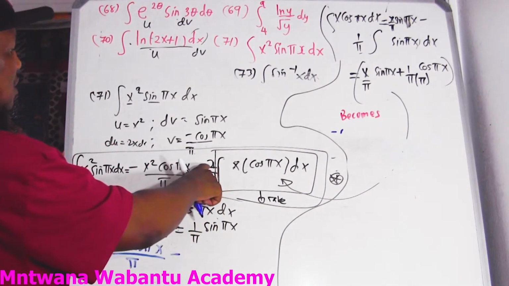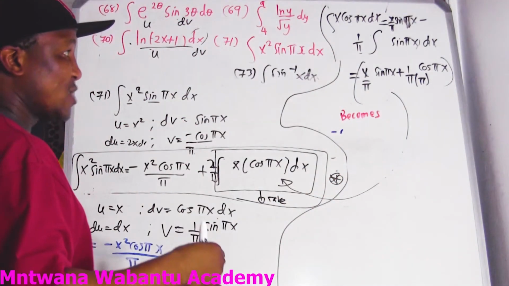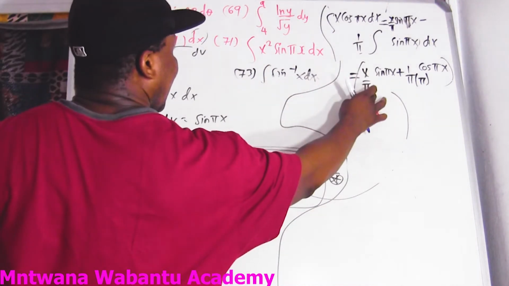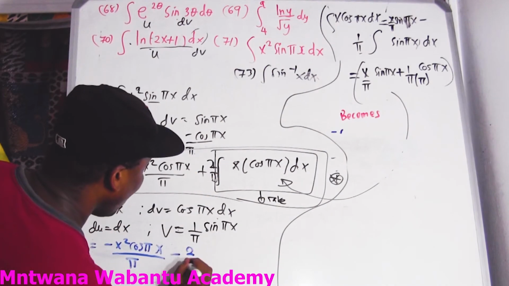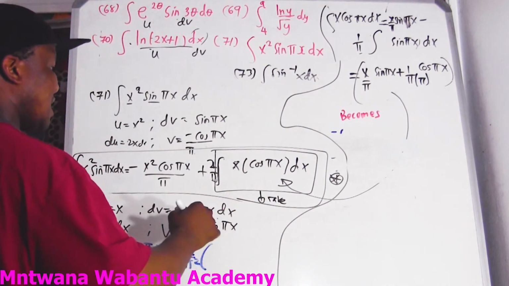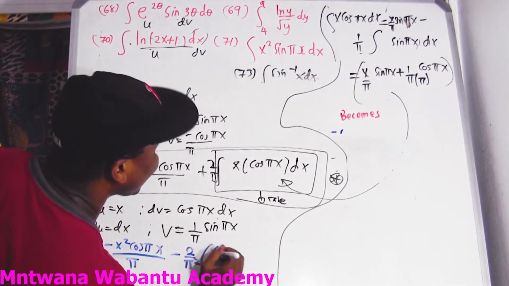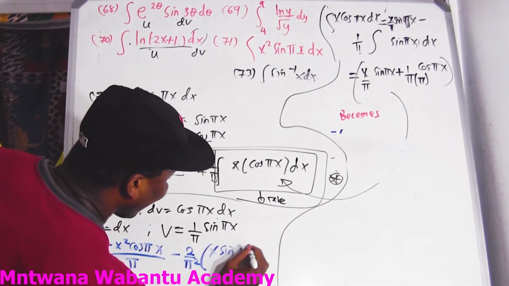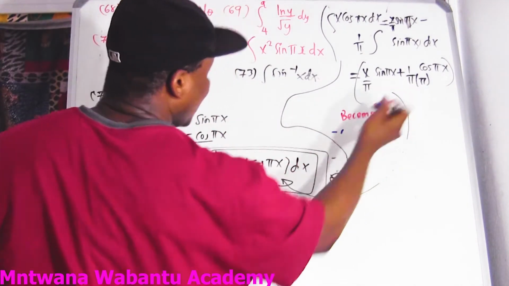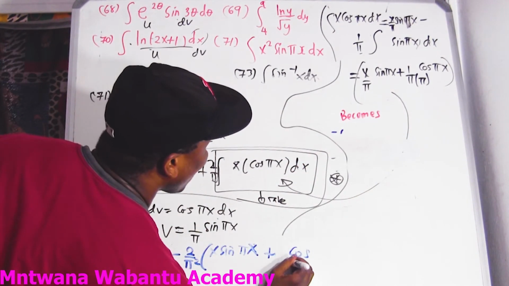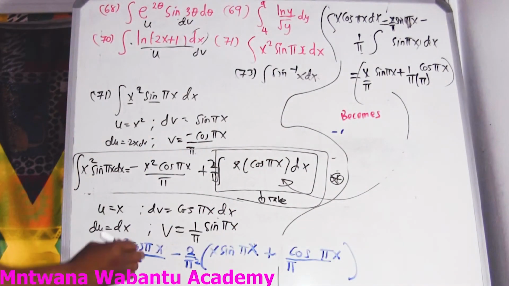We have a pi and a pi, so we can take the pi's out, giving pi squared at the bottom. So it's x sine pi x over pi, plus cos pi x over pi squared. This is going to be our final answer.